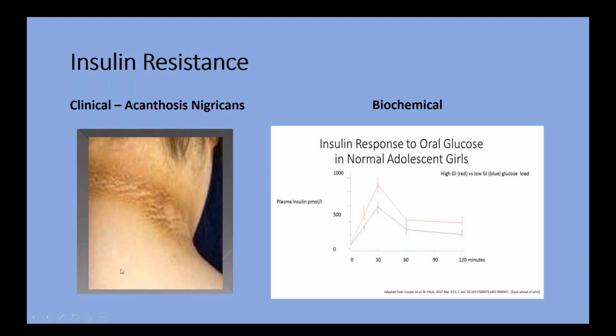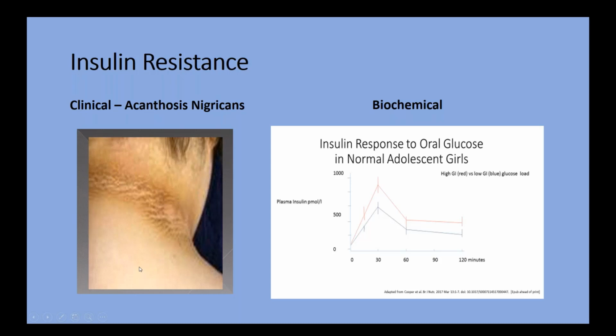off these areas. So again, the realization, this darkening of the skin really is at the end organ level a manifestation of insulin resistance. It by no means is reflective of dirt. It is hyperkeratosis driven by high levels of growth factors, including IGF-1 and insulin. Fasting insulin levels are recognized as a hallmark of insulin resistance in the adult population.